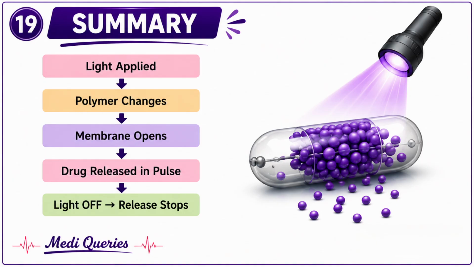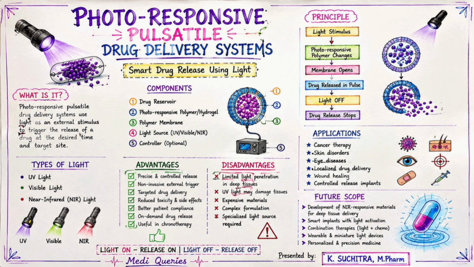Okay, so now let us prepare a beautiful handwritten poster. Take an A3 white chart paper. Write the title in colorful sketch pens at the top. Draw a flashlight or a laser light on one side and a drug capsule on the other. In the center, draw a capsule with purple drug particles and the light rays falling on it.